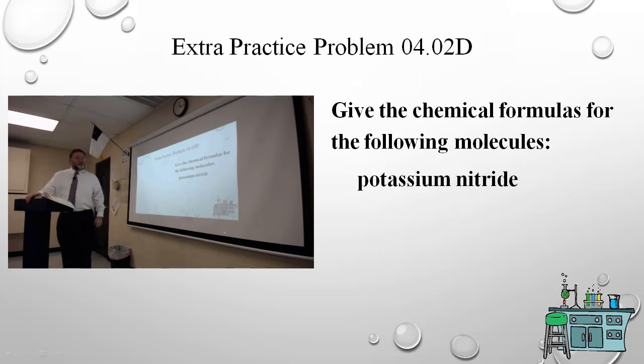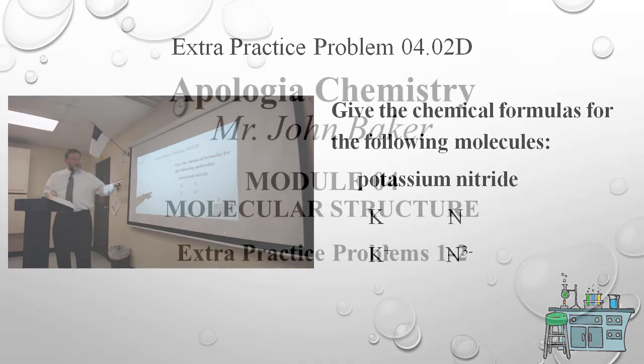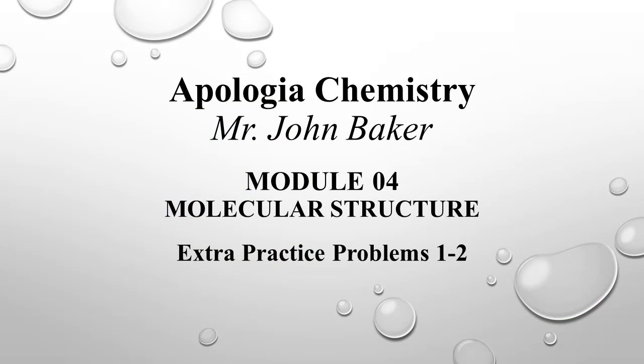Potassium nitride. Potassium and nitrogen. The ions in play. +1 and, okay, so it's a column 5A element. It wants to go to 8. So to go from 5 to 8, I need to add 3, and that means I have a -3 charge. So what is the formula now? K3N.